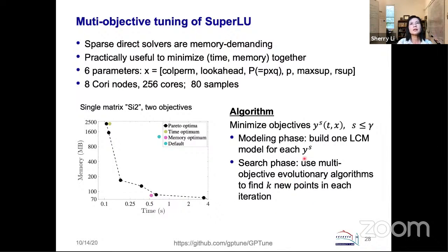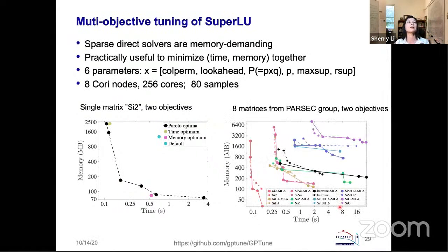To implement this, the algorithm is, let's say you have gamma objectives. The way is you build the LCM model for each of these objective functions. And the difference is the search phase. We have to use a multi-objective evolutionary algorithm to find the k new points in each iteration. This one is actually quite expensive. So if you want to do multi-objective optimization, you have to pay a lot. It can be much more expensive than the search in the single objective case.